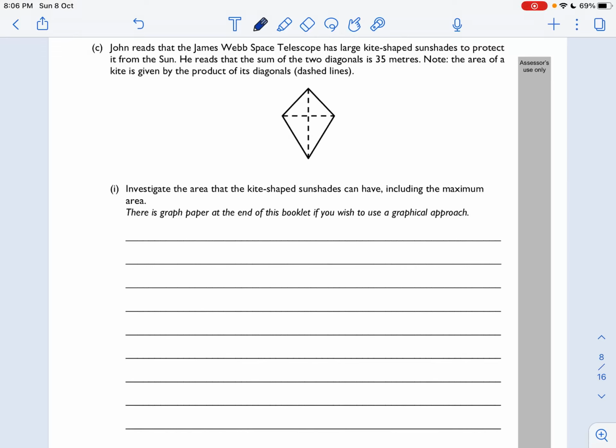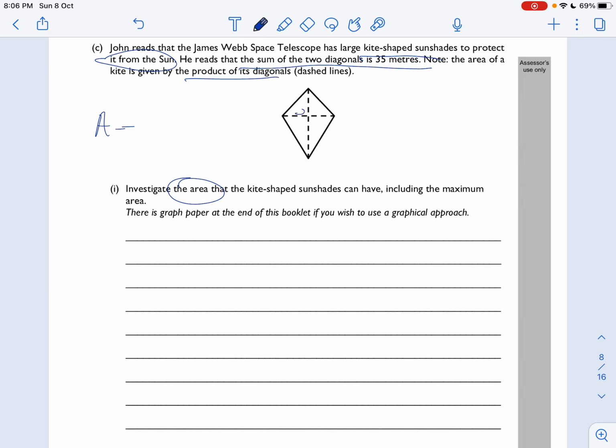So this is the investigation question for 2C. They've got kite-shaped sunshades to protect it from the sun. He reads that the sum of the two diagonals is 35 and that the area is given by the product. So we're investigating the area.